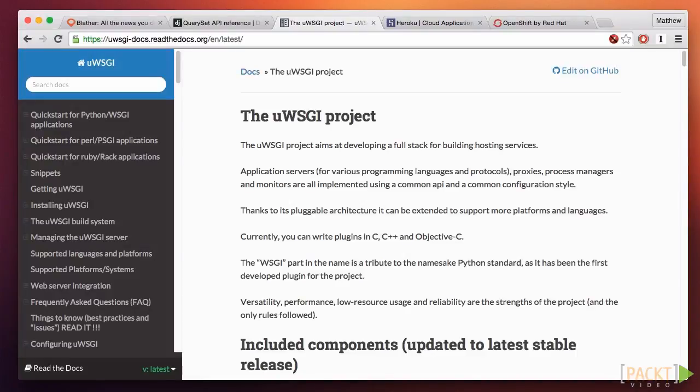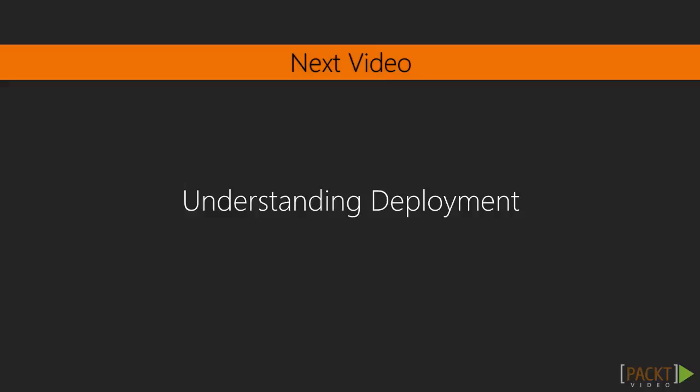Okay, so now we know that WSGI is a tool to use. Let's talk about what happens during a typical deployment.